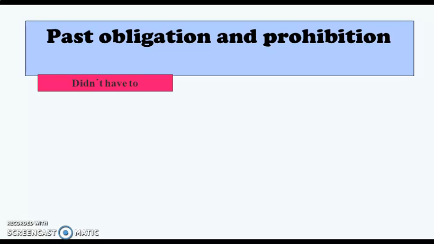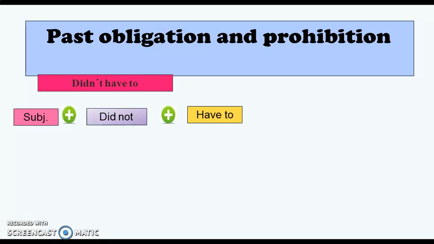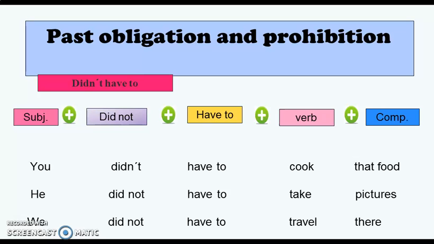Now didn't have to. Absence of obligation. You have the subject at the beginning, then did not, then have to, the verb, and the complement. Examples. You didn't have to cook that food. Tú no tenías que cocinar esa comida. He did not have to take pictures. Él no tenía que tomar fotos. We did not have to travel there. Nosotros no teníamos que viajar allí. So, didn't have to es no tenía, no teníamos. Here you have the subject, did not, have to, the verb, and the complement.